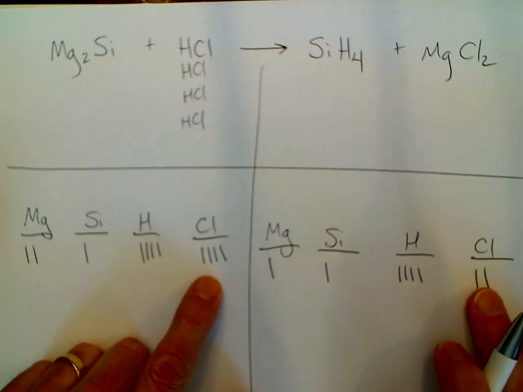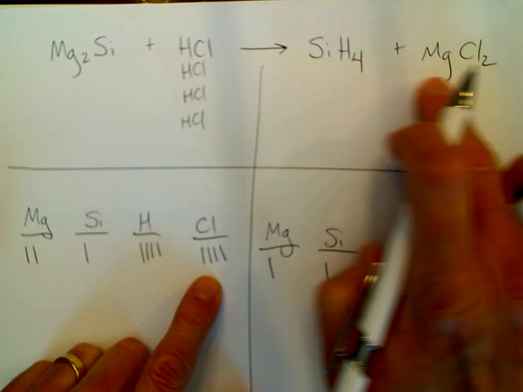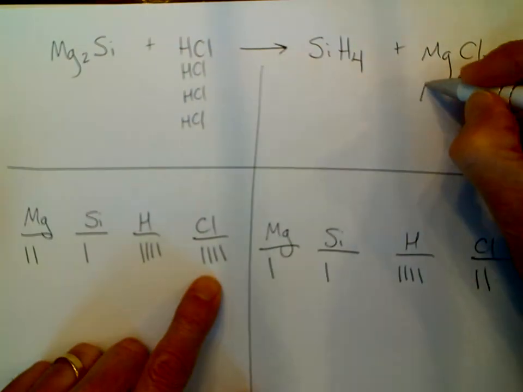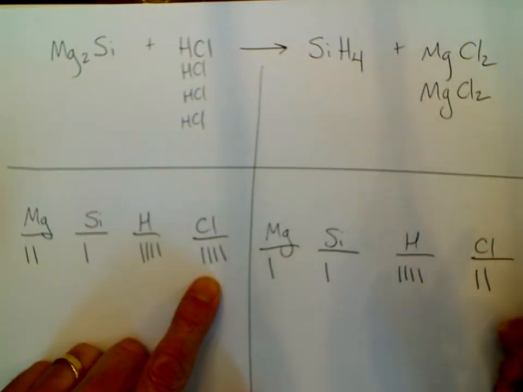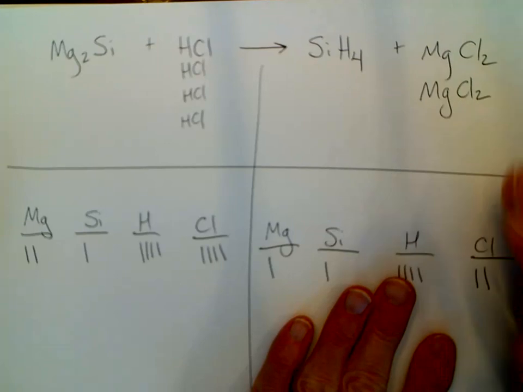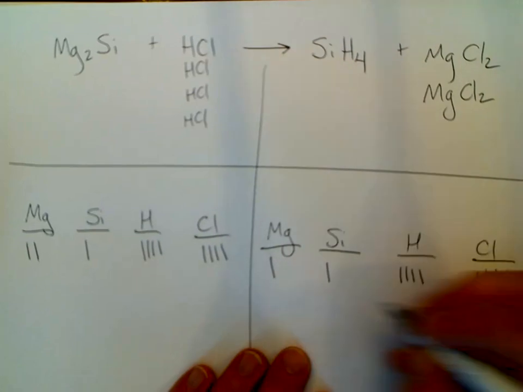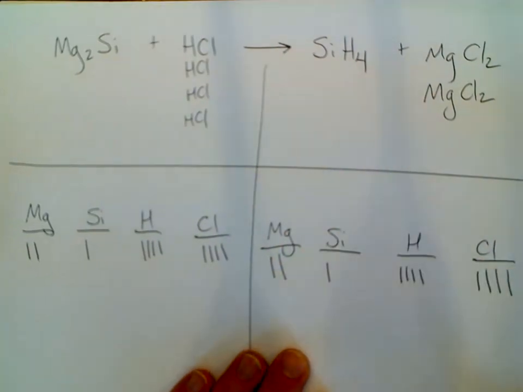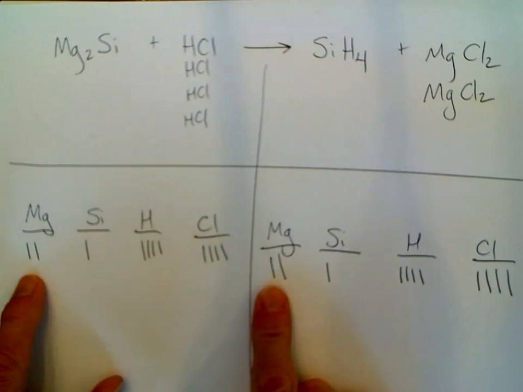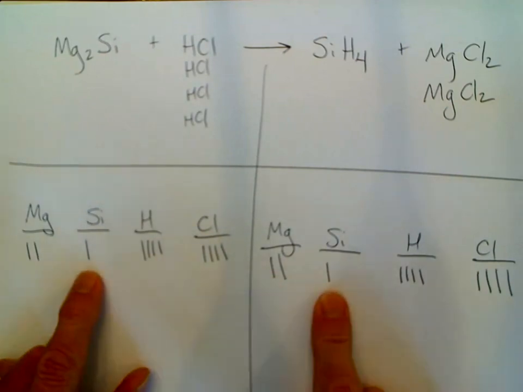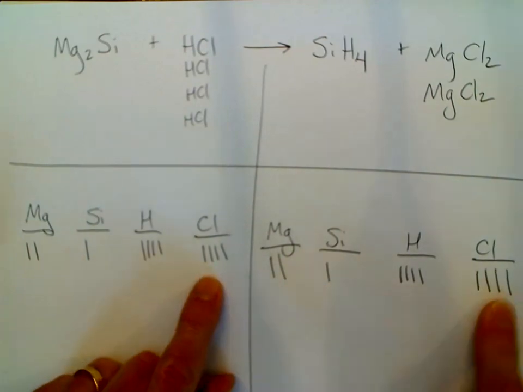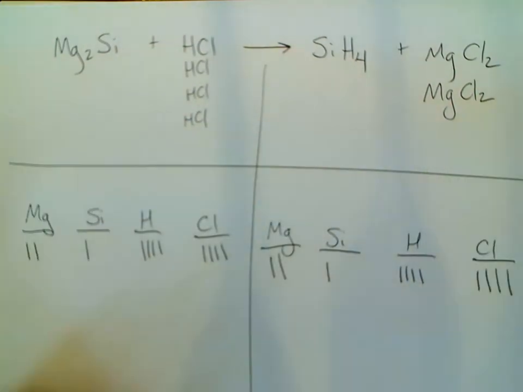So these are balanced, but I messed these up, didn't I? So to fix that, the only thing I can add over here to add chlorines is magnesium chloride. So I'm gonna add one like this. And since I changed what's going on over here, I now have 4 chlorines and I have 2 magnesiums. Hey, it looks like it worked. It looks like everything's done because I've got 2 magnesiums on each side. I got 2 silicons. I have 4 hydrogens and 4 chlorines. So this is a balanced chemical equation.